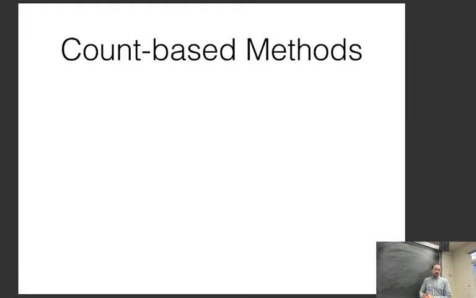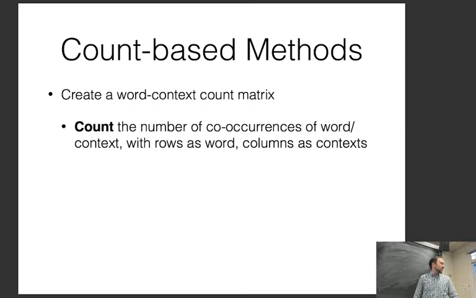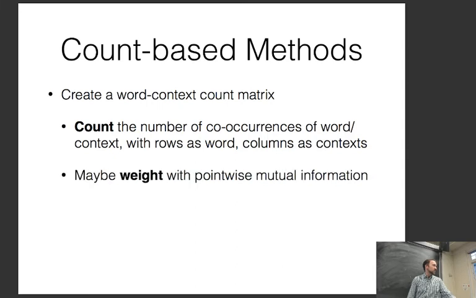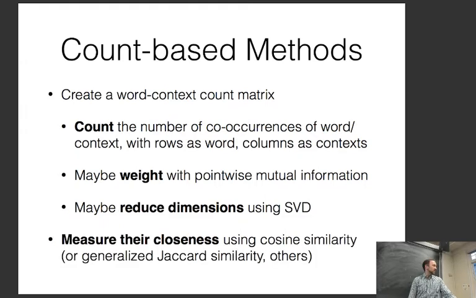So there's a lot of different methods to create representations. Count-based methods create a word context count matrix. Count the number of co-occurrences of the word in context. Rows are words, columns are context. Maybe weight with something like pointwise mutual information, and then maybe reduce the dimensions with SVD, and then measure the closeness of something using cosine similarity. So this is the recipe that people use for count-based methods all the time.